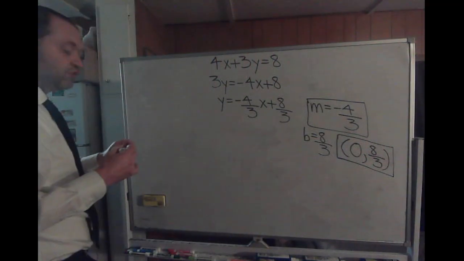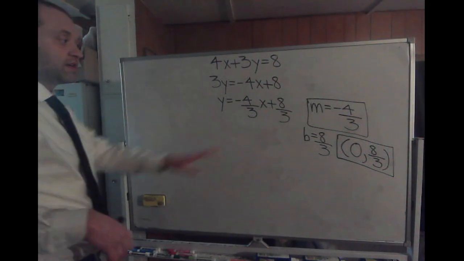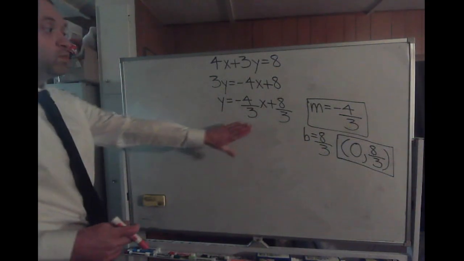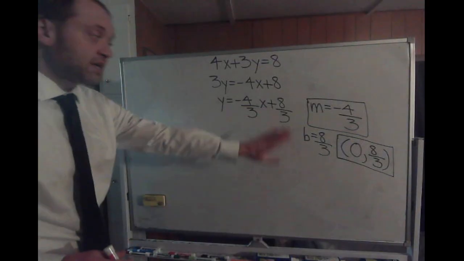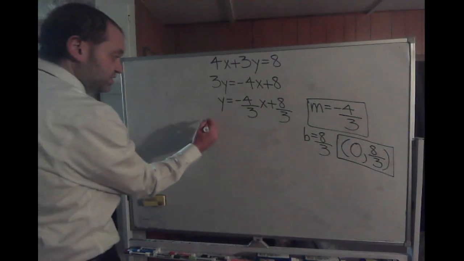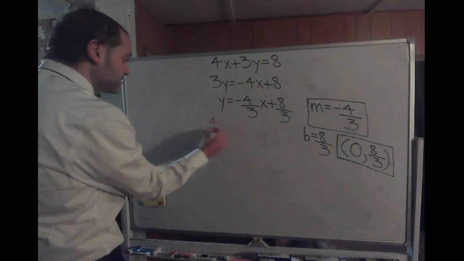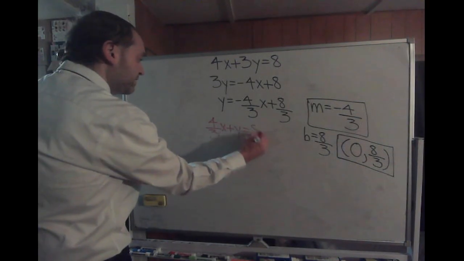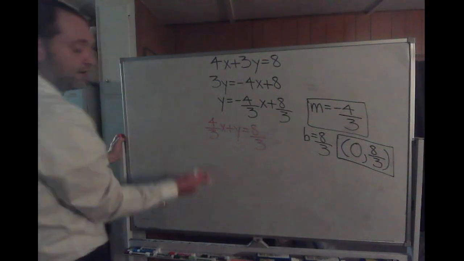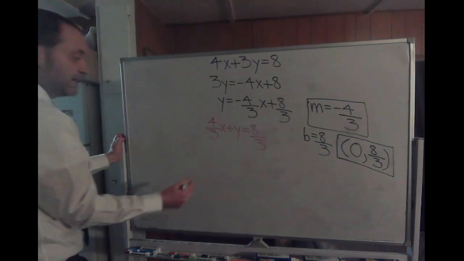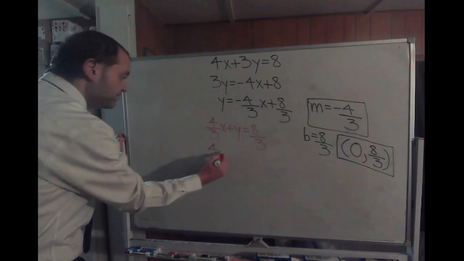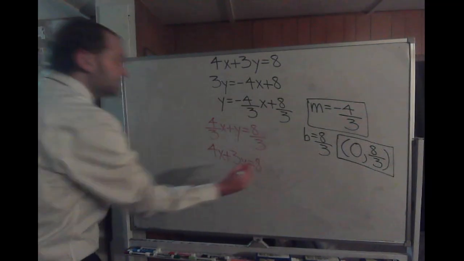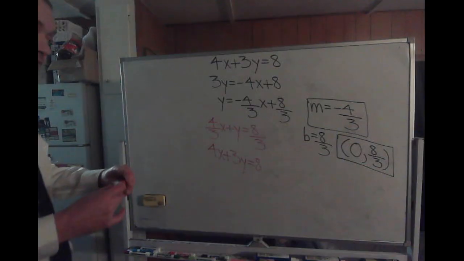So we found the slope and y-intercept. Now let's say you want to convert this equation back into general form. Again, get your x and y terms together on one side, and keep the constant on the other. To start, that would look like 4/3 x plus y equals 8/3. And then to get rid of the fraction for your coefficient on the x, just multiply everything by 3. You would get 4x plus 3y equals 8. So that's how you would convert back to standard form.